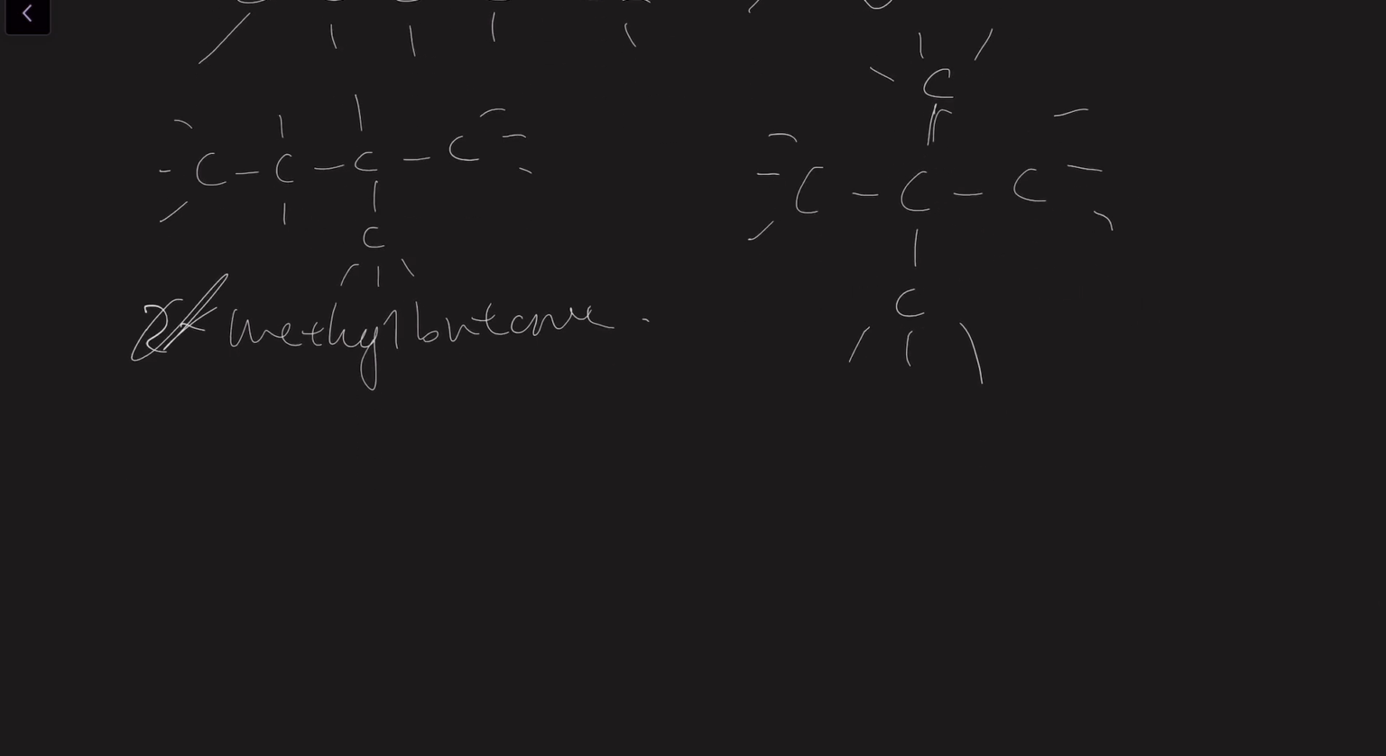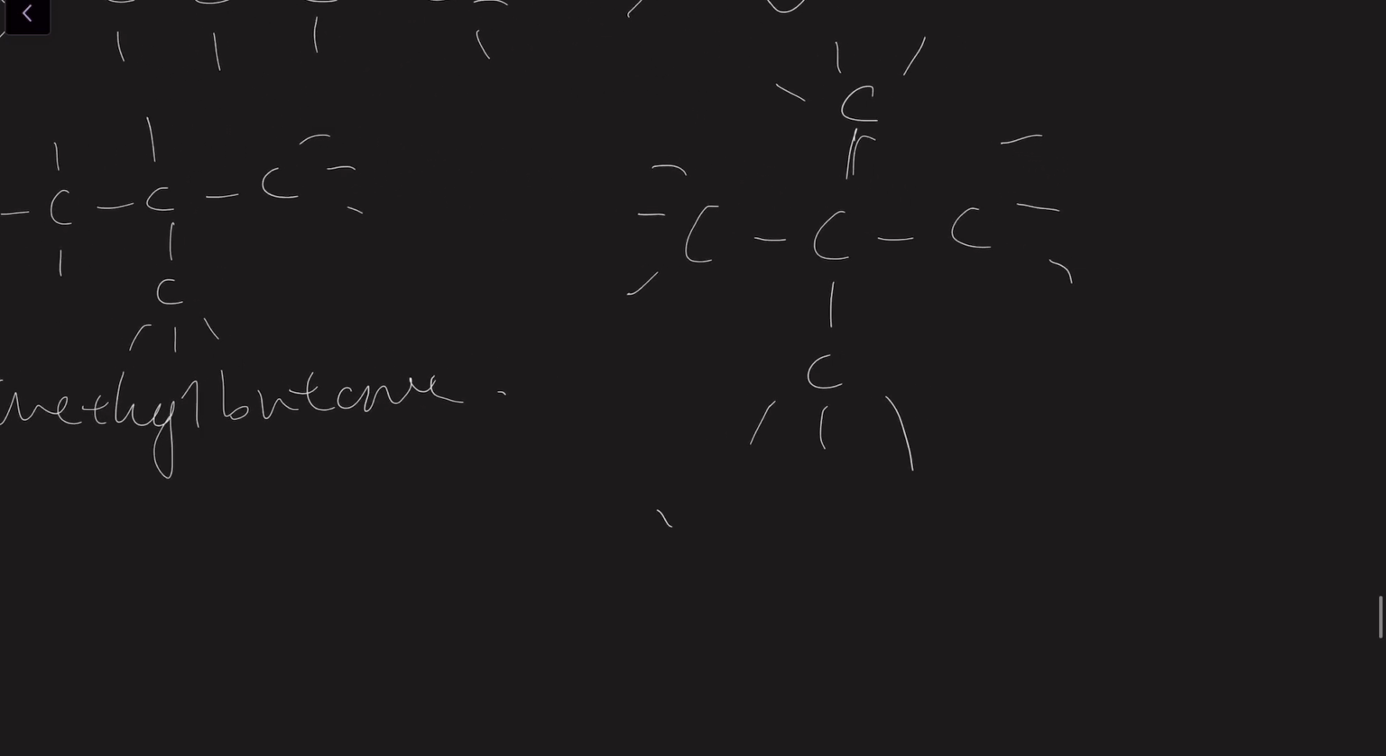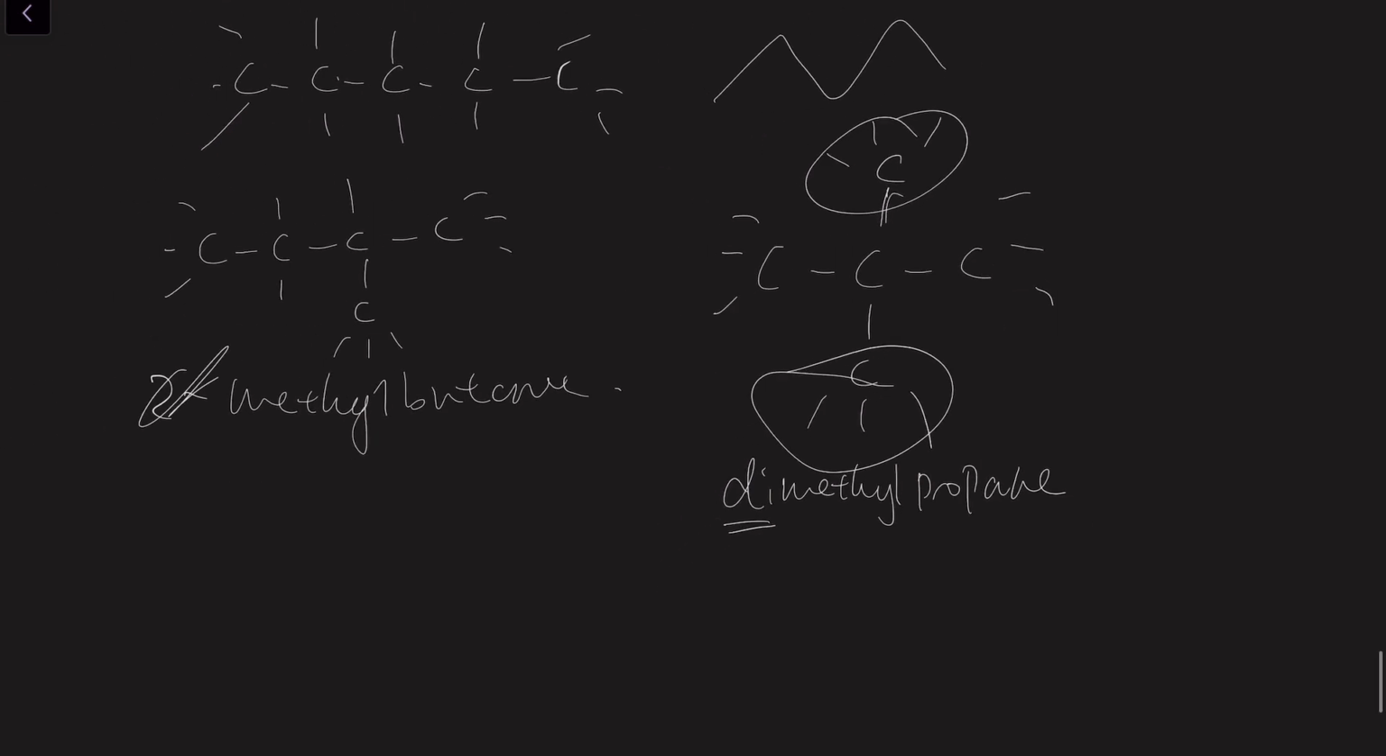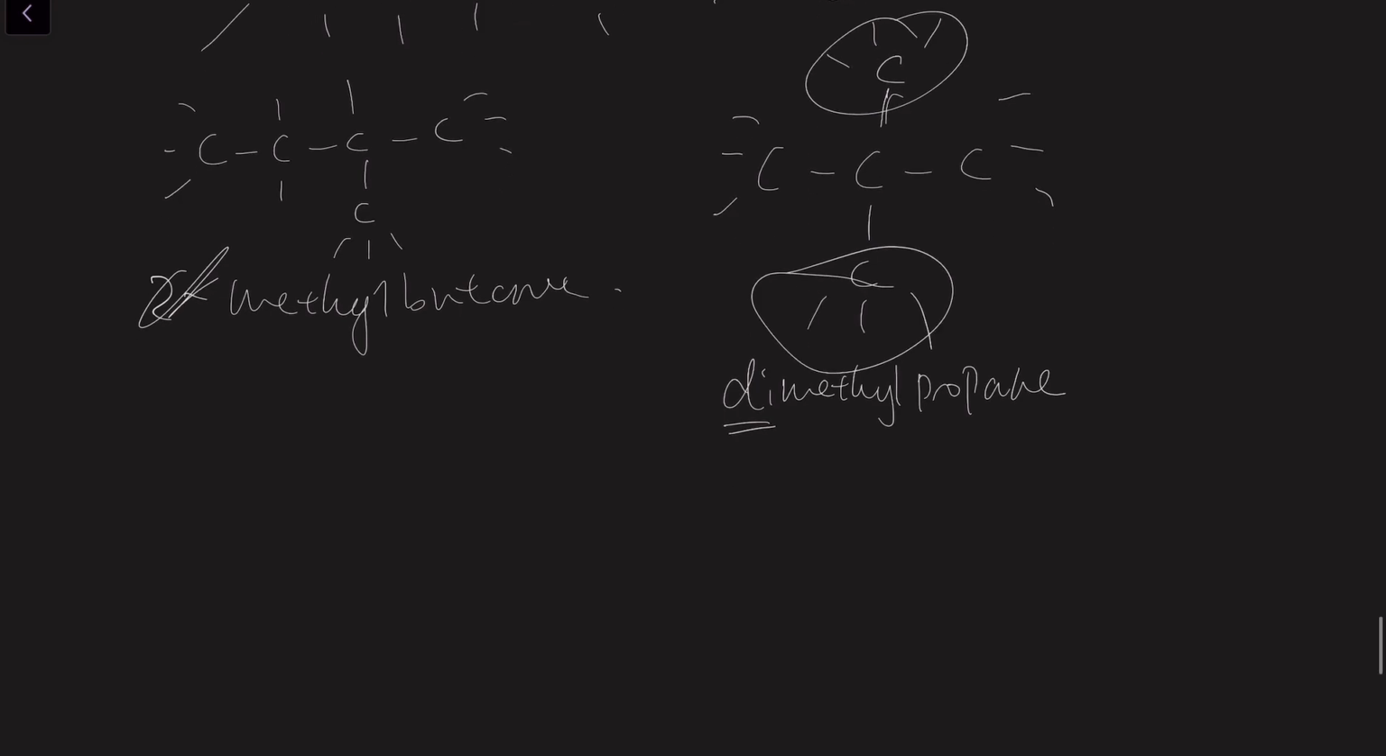So this one is dimethyl propane. It's called di because it has 2 methyl groups, or the 2 branched out groups. You really don't need to put the number here, but if you do, it's called 2,2-dimethyl propane, because both methyl group is located on number 2. But really there's only one possibility, so you don't need to put a number here.